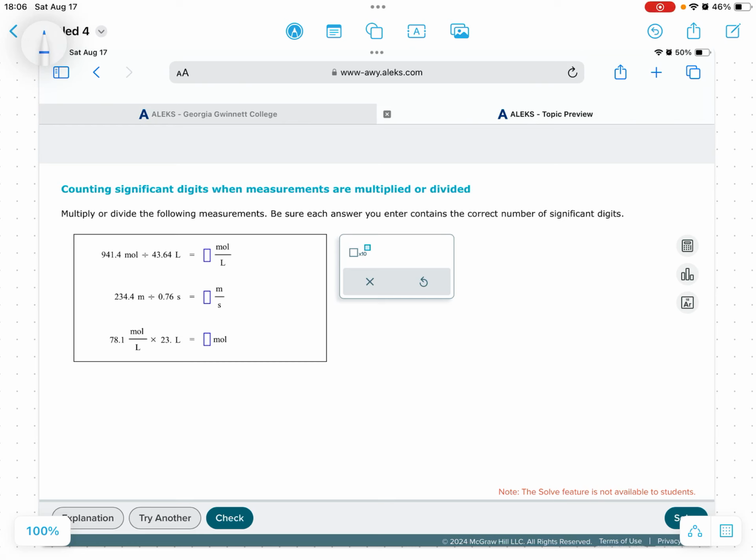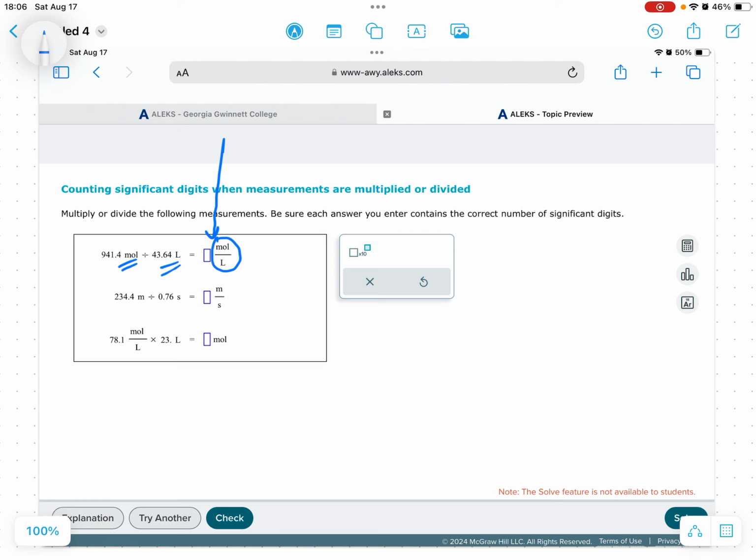Okay, so let's do an ALEKS topic together. The question comes to us: how do we report an answer if we get a measurement from two other measurements? For example, if I want to know moles per liter, and I have to measure moles and liters separately, how do I report that number as a scientist if I'm trying to communicate this to other people?